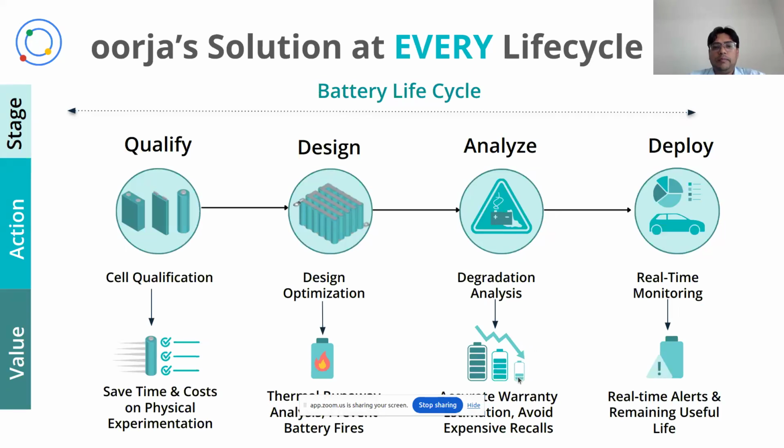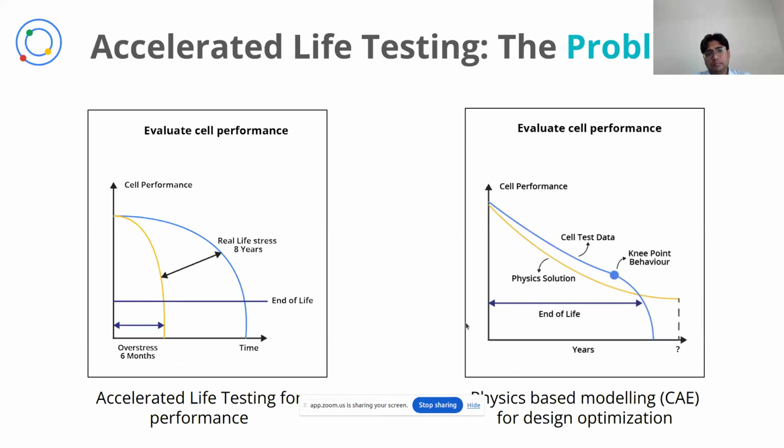Now, we have solutions for every stage of the life cycle of the battery, starting from cell qualification and design optimization, to degradation analysis, as well as real-time monitoring, where we can deploy the solutions on board. But today, what I'm going to focus on is the aspect where we perform the degradation analysis as well as the warranty estimations of the batteries.